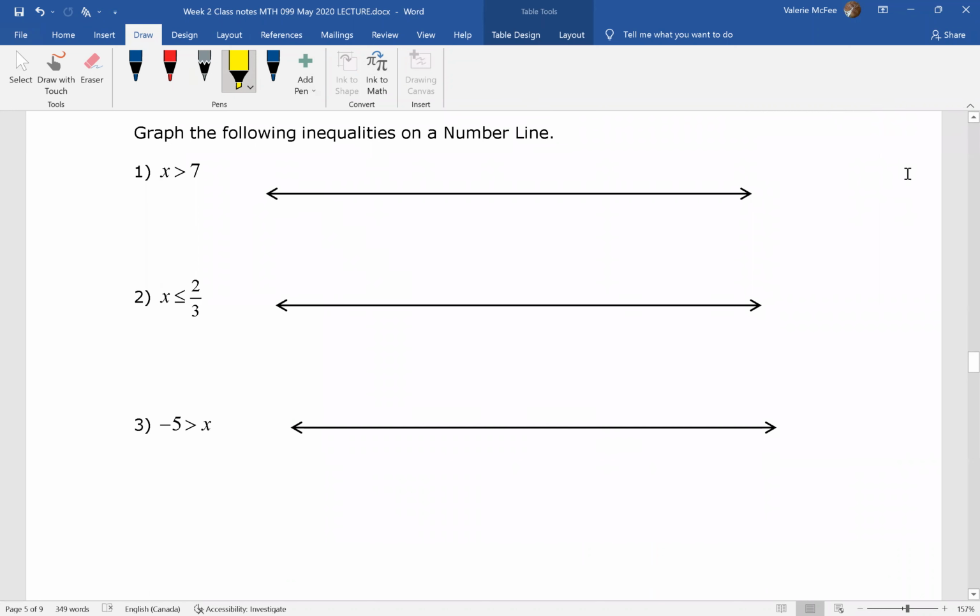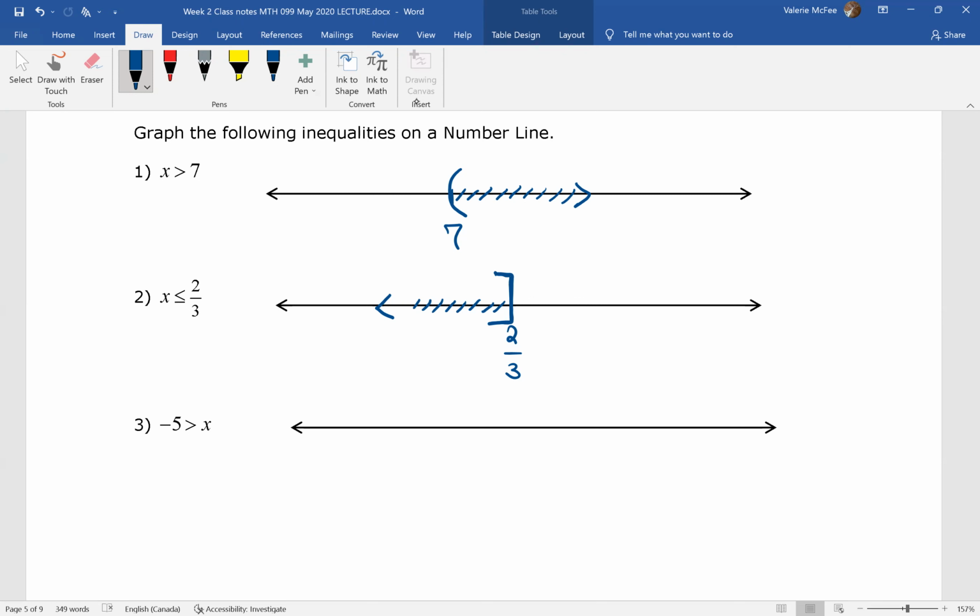Pause your video and see if you can graph these inequalities on a number line. X is greater than 7. I'm going to shade to the right where the numbers are greater. It's not equal, so I'm going to use a round bracket. Less than or equal to 2/3. Less than, I'm shading to the left. Less than or equals, I need a square bracket.